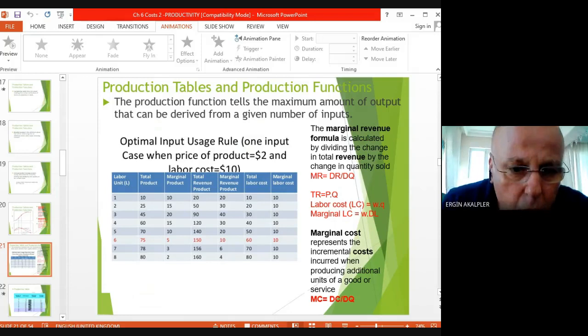And the total revenue, when you are calculating, is of course P multiplied by Q, and P here is given as 2. Then you are multiplying the product with this. The total product is 10, 10 times 2 is 20. 25 times 2 is 50. 45 times 2 is 90, because the price of the product is given as $2. Then 60 times 2 is 120. 70 times 2 is 140. It goes like this, and 75 multiplied by 2 is 150.